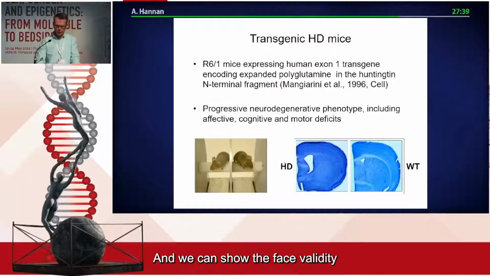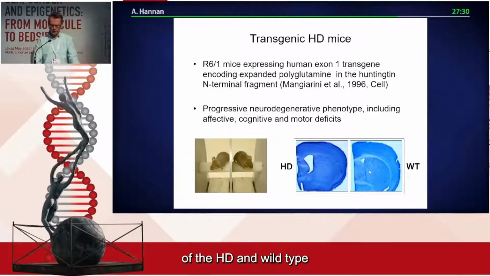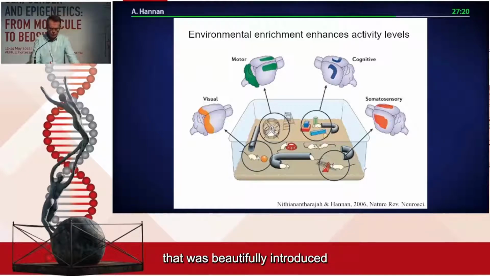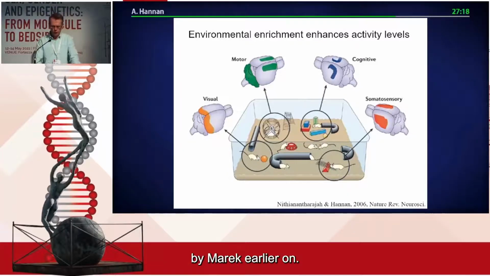And we can show the face validity, not just with behavior, but also with these changes in the brain, shown here, coronal section of the HD and wild-type mice with degeneration of the striatum and cortex that very closely reflects clinical Huntington's. So here's this environmental enrichment that was beautifully introduced by Marek earlier on.